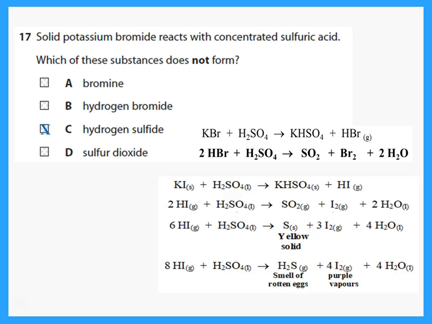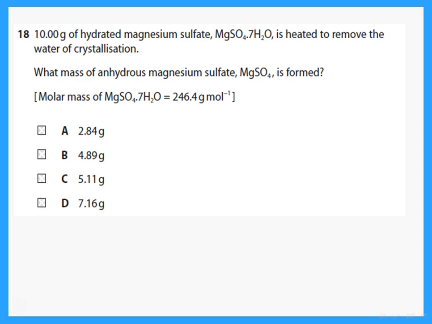You get the hydrogen sulfide when reacted with iodide. Because we said when the iodide reacts with the sulfuric acid, it gives HI. The HI is a very strong reducing agent, so it actually reduces the sulfuric acid to SO2, I2, sulfur, and H2S. So the hydrogen sulfide, H2S, is obtained with the iodide, not with the bromide.